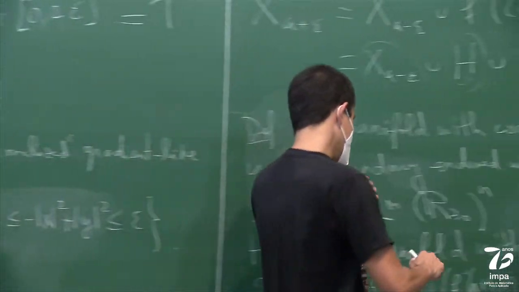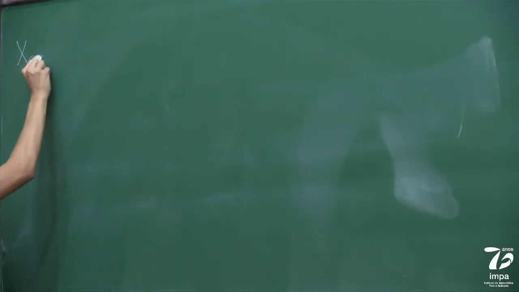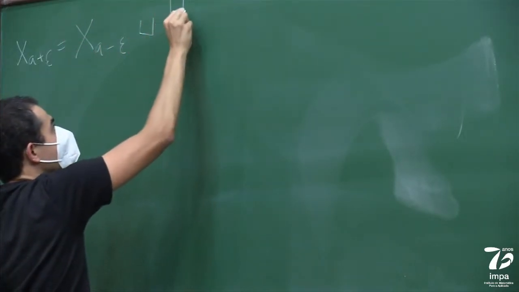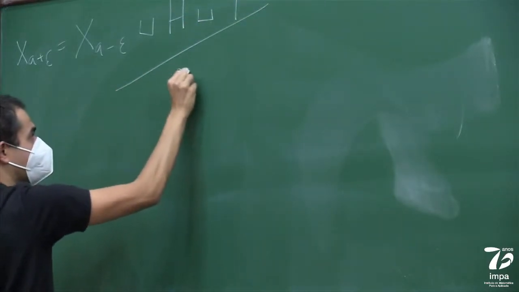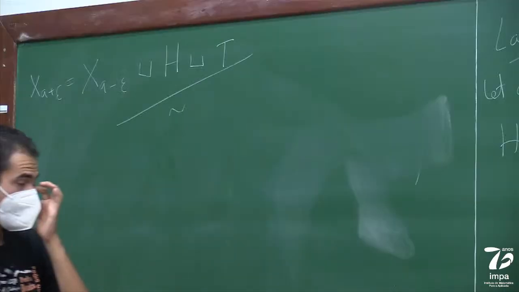I really want you to understand this because this is the most crucial point of the construction. First I wrote the disjoint union of three things. First I wrote the union without it being disjoint, where they overlap. So I can describe this in the following way. My x a plus epsilon is the x a minus epsilon, then I take the disjoint union with H, and the disjoint union with T, but I have to quotient by something, which is how I glue these things together. So what is this quotient?